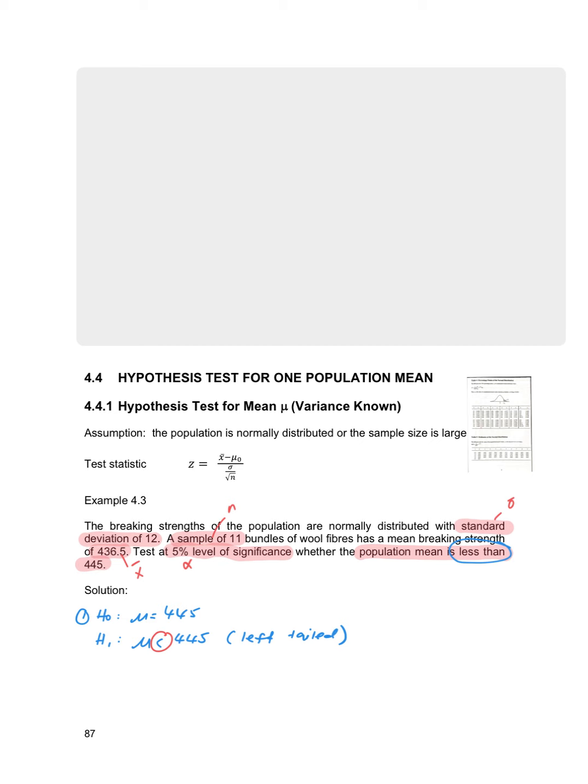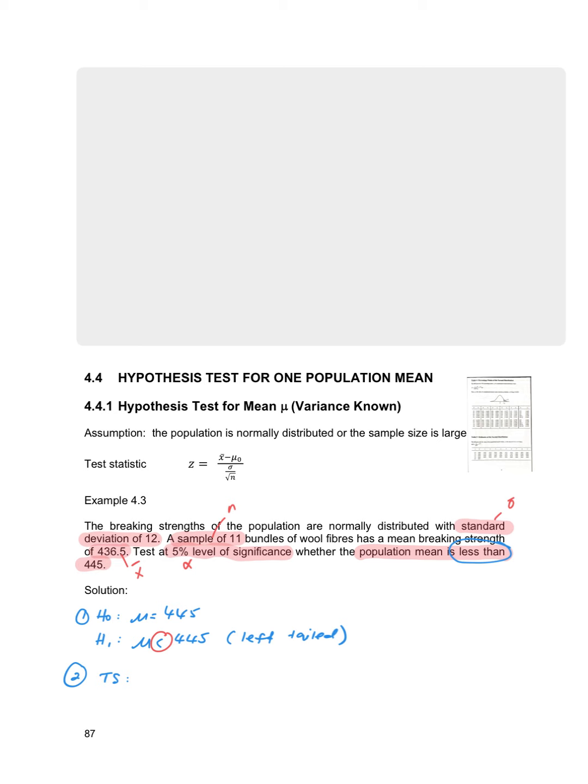For the second step, we need to decide what test statistic will be used. I use the notation TS, which refers to test statistic. As I mentioned earlier, the test statistic is Z equals X bar minus mu naught over sigma over square root n. Why do we use Z here? Because we know the standard deviation of the population. You are given the value of the standard deviation of the population. That's why we will use Z.